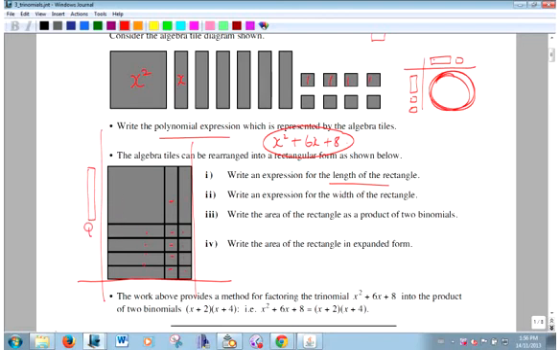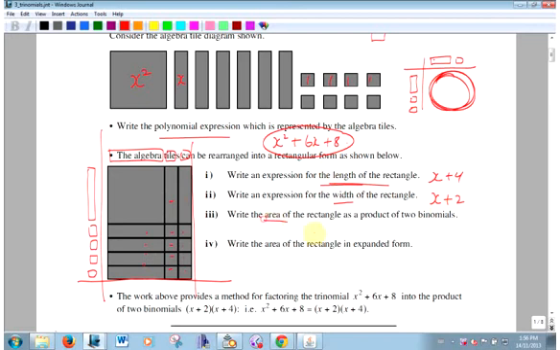An x, 1, 2, 3, 4. So what's the length? X plus 4. What's the width? Looks like an x and a 2. X plus 2. It's factored. Okay? You can also do this with algebra tiles, as long as you can make a nice picture with them. Okay? I just factored that.